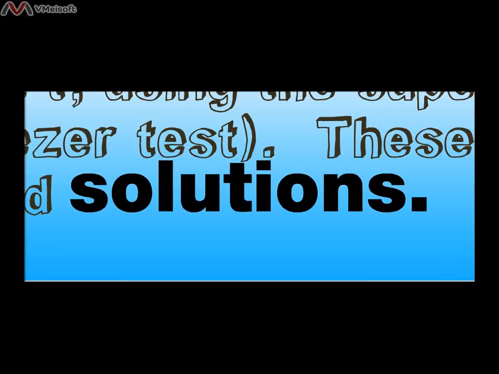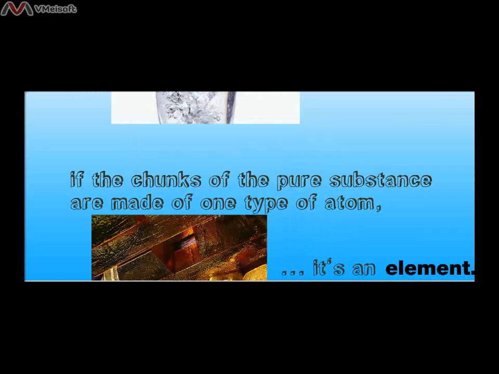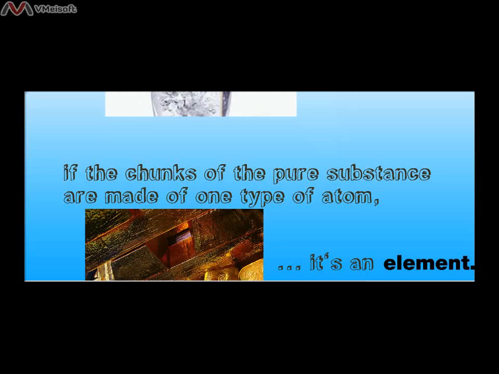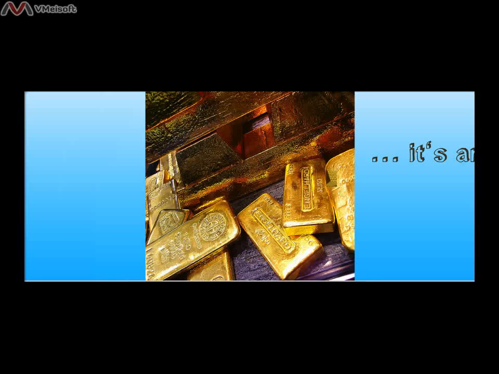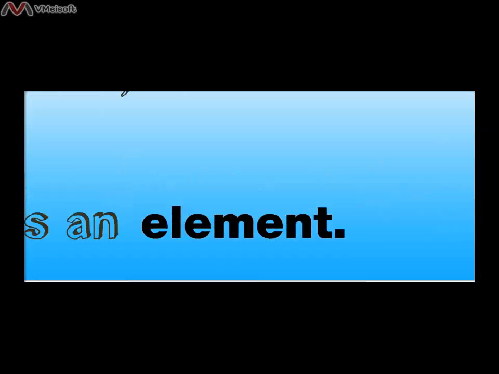All right, I should start talking faster. Remember? If you had a pure substance, that would mean each of those tiny chunks that you could tweeze would be exactly the same. Okay, if the chunks of the pure substance are made up of one type of atom, like those are made up of just gold. See? Look. Those are identical. It is an element. Okay, so an element is made up of one type of atom.